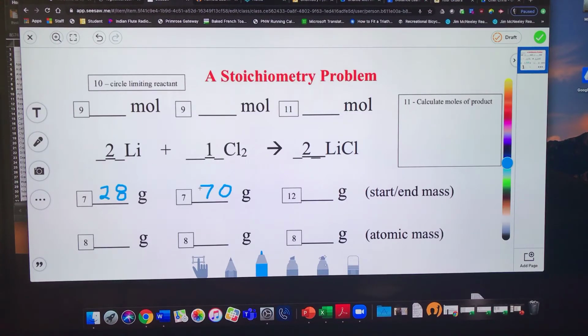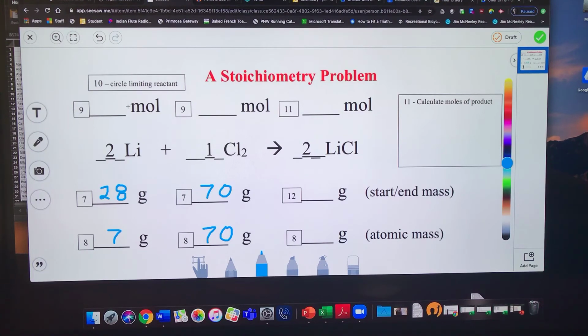All right, step 8 says go to the periodic table and look up the atomic mass. Well, Li is 7, okay? We don't want 2 of them, that 2 is for a different purpose. We only want the lithium right there, and 1 lithium has a mass of 7. Over here, it's Cl2, and 1 chlorine has a mass of 35, so 2 of them has a mass of 70, because 35 times 2 is 70. All right, so that's step 7. Step 8. Step 9 is up here.